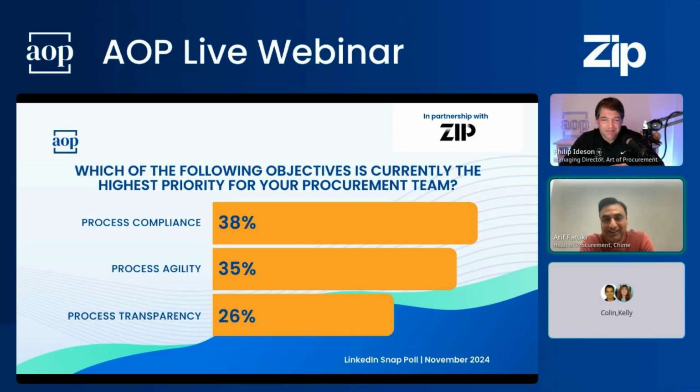So that's where I think all these three are important. But if you look through the lens of process agility and try to cater to your business needs and business users' expectations, I think the other two should be embedded within that.